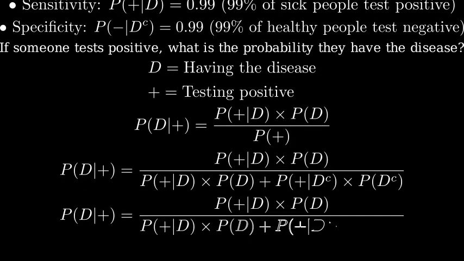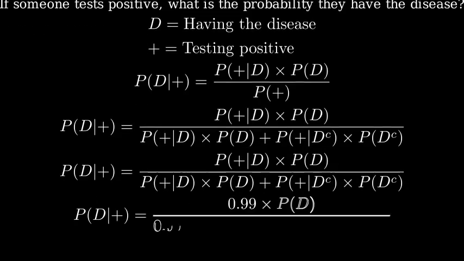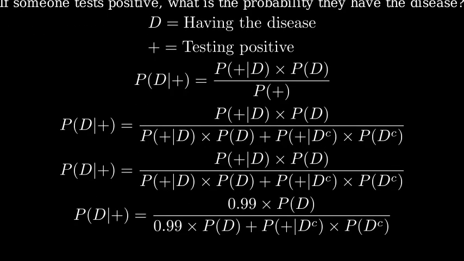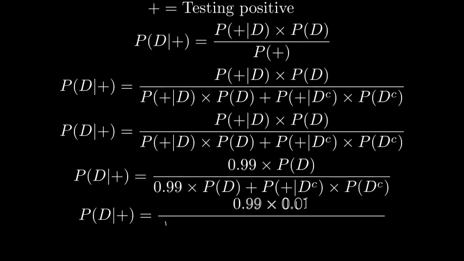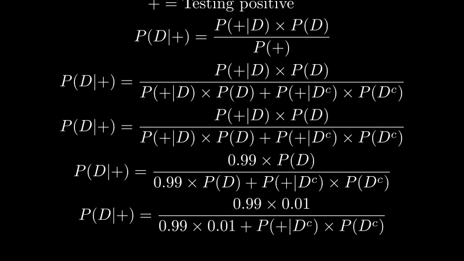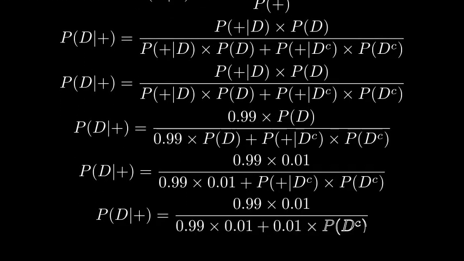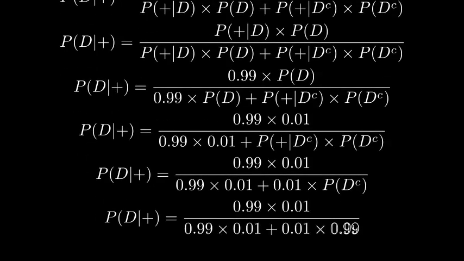Now, let's substitute the values we know. The sensitivity P(testing positive | D) is 0.99. The prevalence P(D) is 0.01. P(testing positive | not D) is the false positive rate, which is 1 minus specificity, or 0.01. P(not D) is 1 minus P(D), which is 0.99.